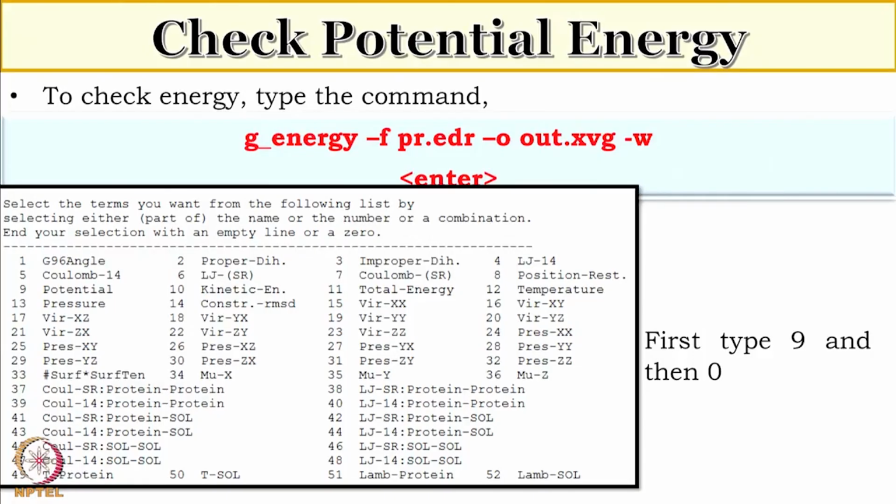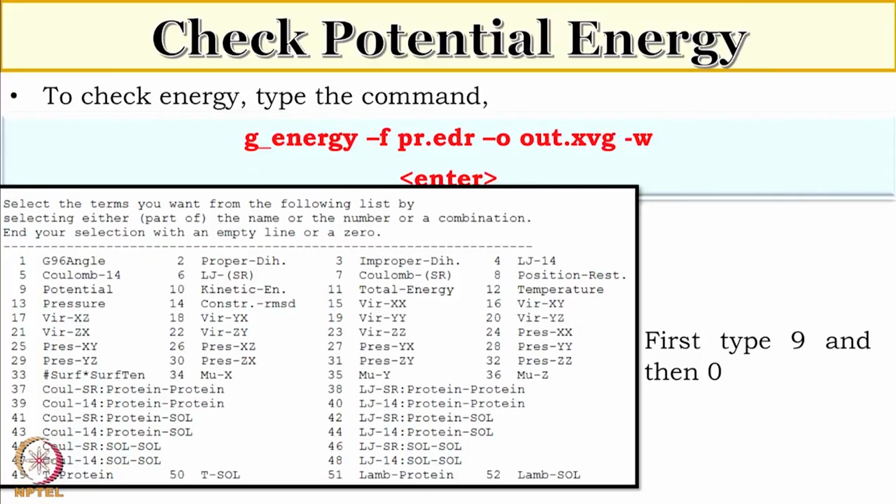And what are those numbers in the third column? The first one is angle, the second one is proper dihedral, and the third one is improper dihedral. So if you type 3 and then 0, it will give you the value of improper dihedral as a function of time. If you type 12 and then 0, it will give you the temperature as a function of time. And 4 and 0 will give the Lennard-Jones 1,4 interaction as a function of time.